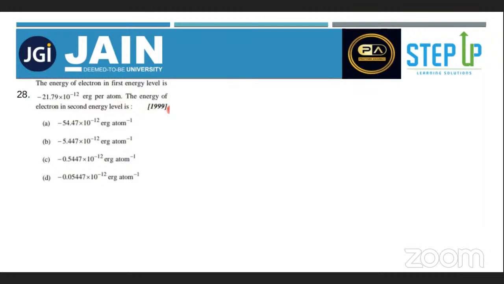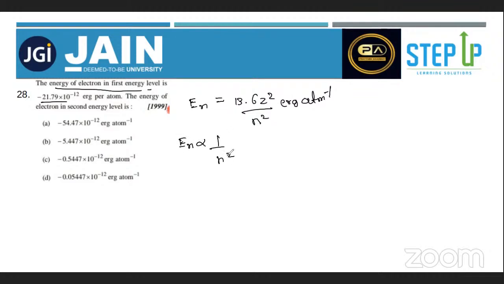Let's see. When we talk about the energy of an electron in the first energy shell, I know from the equation that the energy of the nth orbit is given as 13.6 Z square upon n square, in erg per atom. So I can see from this that En is inversely proportional to n square, and directly proportional to Z square. But for a particular atom Z square is constant, so we write En is inversely proportional to n square.